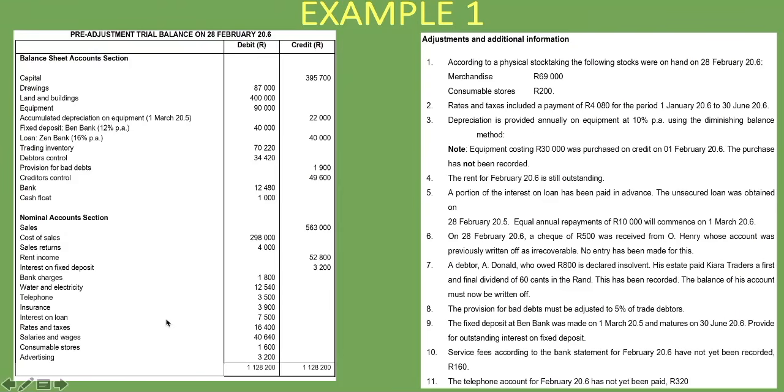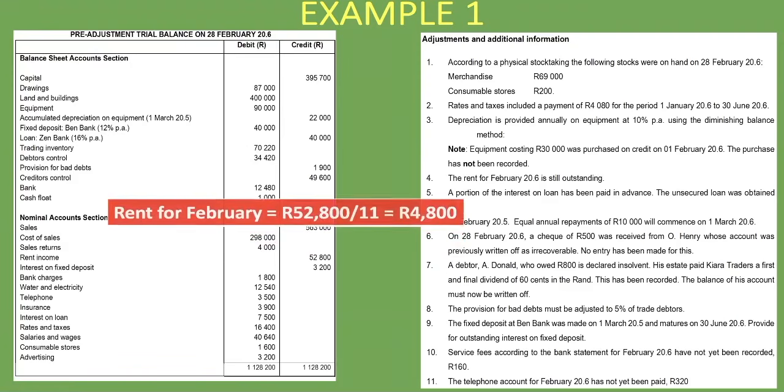Now for us to get the amount for the 12th month, or for February 2016, we take the 52,800 Rand divided by 11 months, because if you have not received for February 2016, it means we have received for the other 11 months, and it gives us an amount of 4,800 Rand.